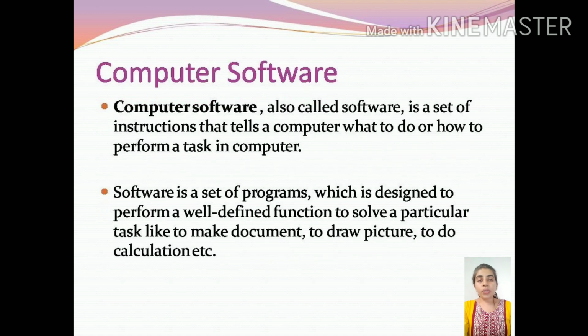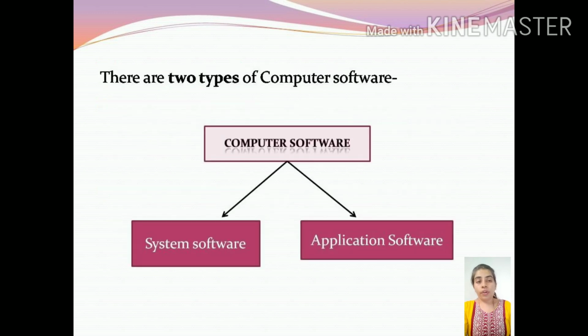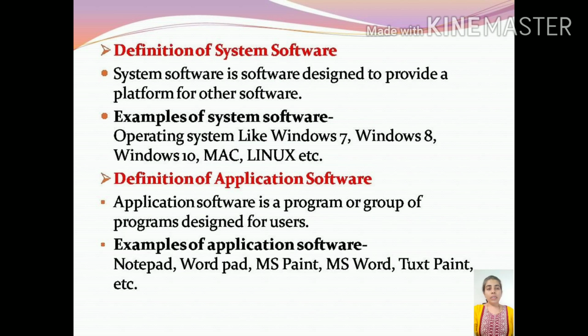The next is computer software. The computer software, also known as software, is a set of instructions that tell a computer what to do and how to perform a task in a computer. Software is a set of programs which is designed to perform a well-defined function to solve a particular task. For tasks like making a document, drawing a picture, or doing a calculation, we have to use some kind of software. There are two types of computer software. One is system software and the second one is application software. Let's see the definitions of system software and application software.